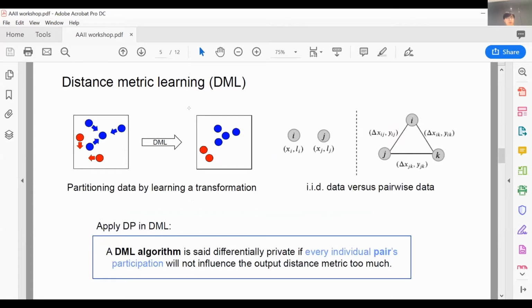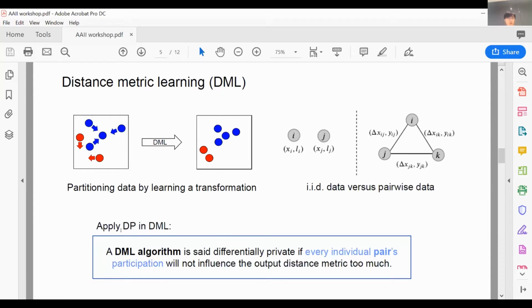In this work, we focus on distance metric learning. This is a basic application in machine learning. Distance metric learning aims to learn a transformation to partition the data in the embedding space. Different from other discriminative tasks like classification and regression, where the data are independent, the input for distance metric learning is often pairwise labeled like this.